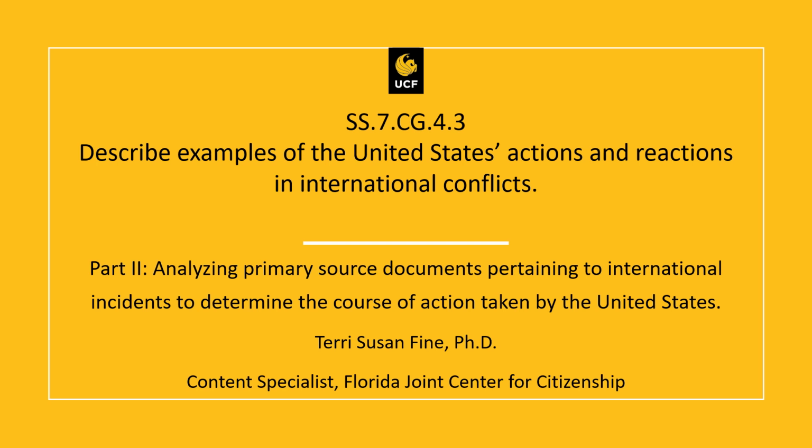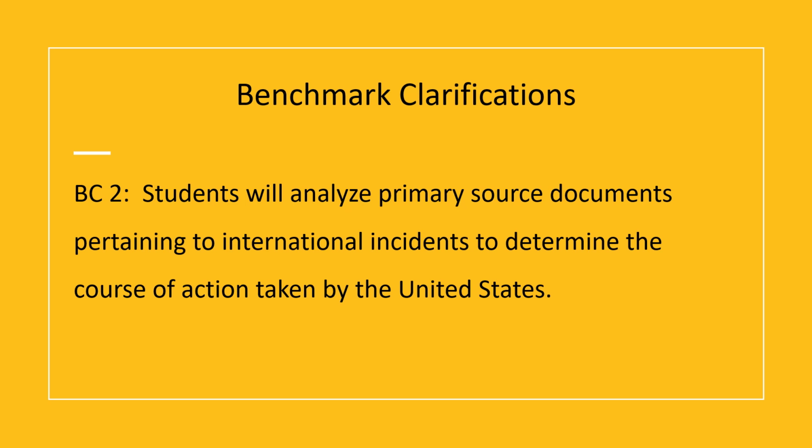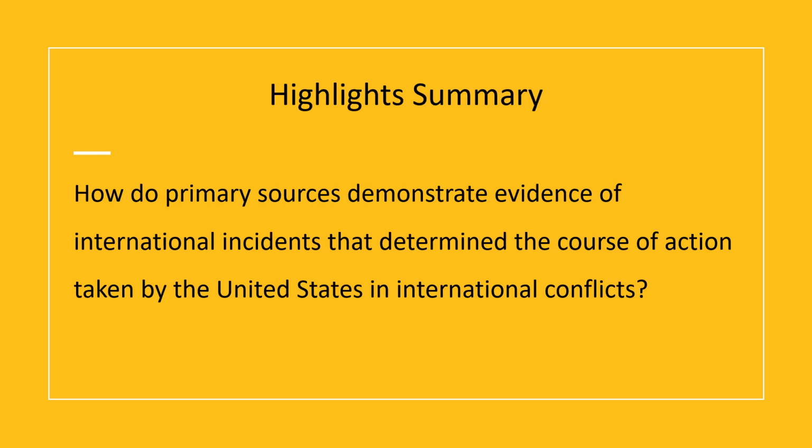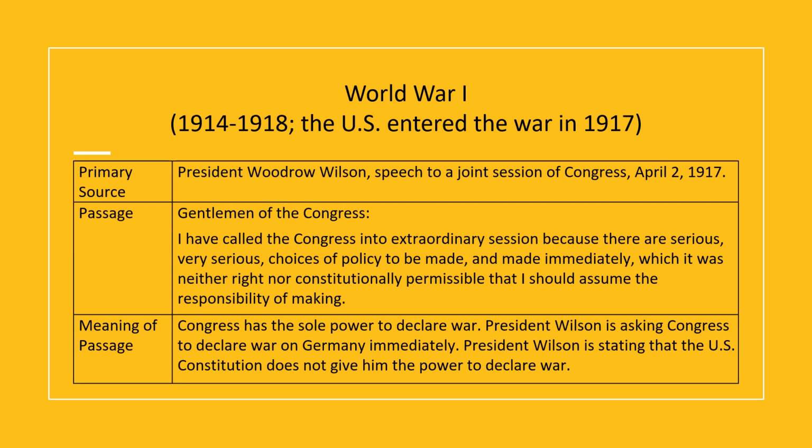Today we focus on analyzing primary source documents pertaining to international incidents to determine the course of action taken by the United States. It is through these documents that we will develop a good understanding of why and how the United States responded to international incidents. We ask, how do these primary sources demonstrate evidence of international incidents that determine the course of action taken by the United States? We're going to be focusing on 4 wars in this presentation.